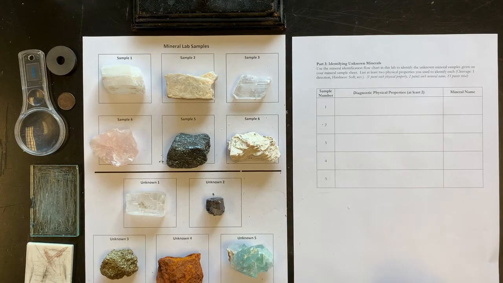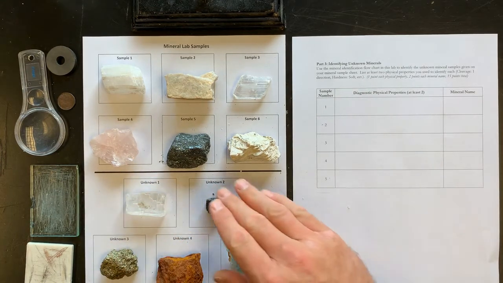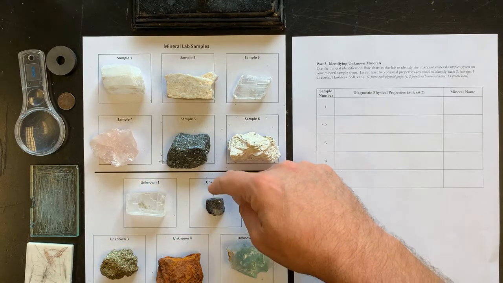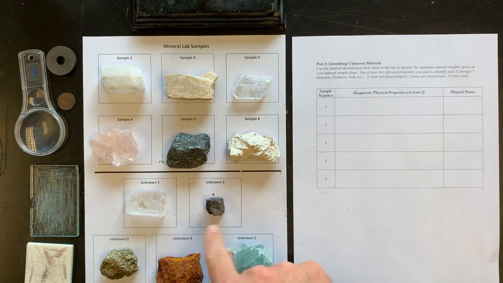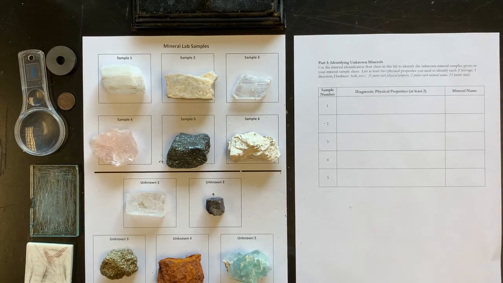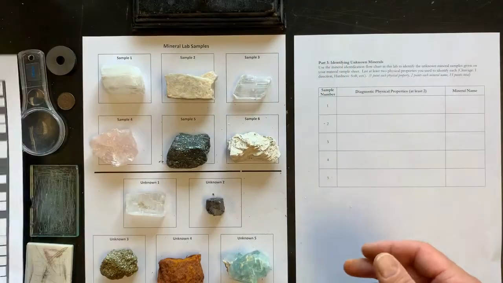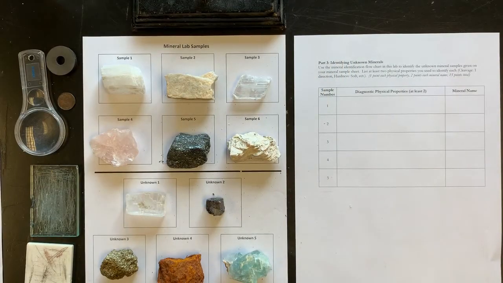So that ends the identification portion. You can rewind the video if you need to take a look at each of the different unknowns to see their physical properties and to write them down. And then use the mineral flow chart to find what the mineral name is. And that's pretty much it for the lab.